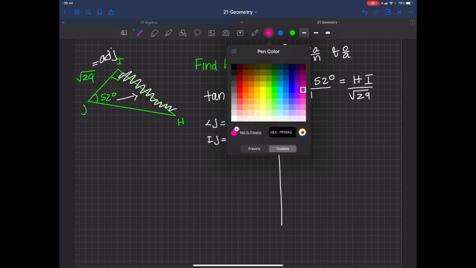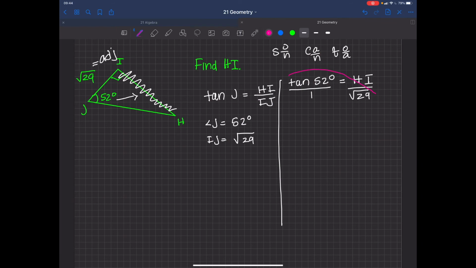So here's what it's going to look like. I'm just going to use a different color altogether because I'm going to get confused. So that means that all of this is going to get multiplied, and then the HI times 1 is going to get multiplied because that's what we're looking for. So that's going to be the square root of 29 times tangent of 52 degrees equivalent to HI, because HI times 1 is just HI. And then when I use a calculator, I'm going to get approximately, HI will be equivalent to 6.89. And then you want to do the nearest tenth for your answer. So that means that HI is 6.9.